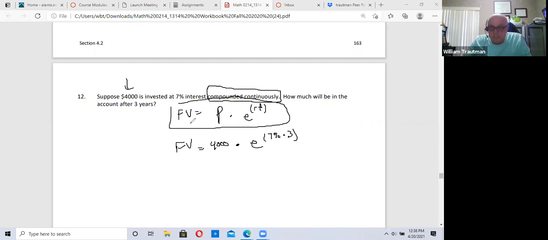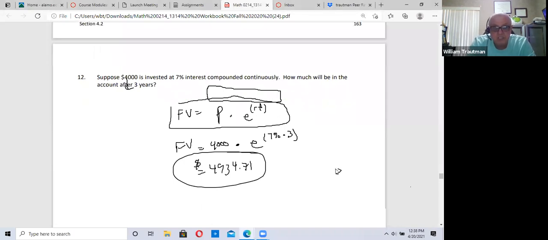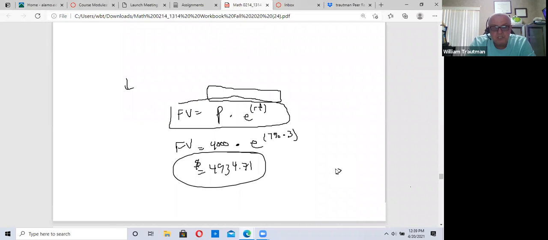And when I put that into my calculator, I get 4934.71. This is how much you'll have in the future. If you put $4,000 in the bank, 3 years from now, you have about 4,900. All right, those are all the formulas you need for this. Let's go take a look at the homework. I think we did everything we needed.